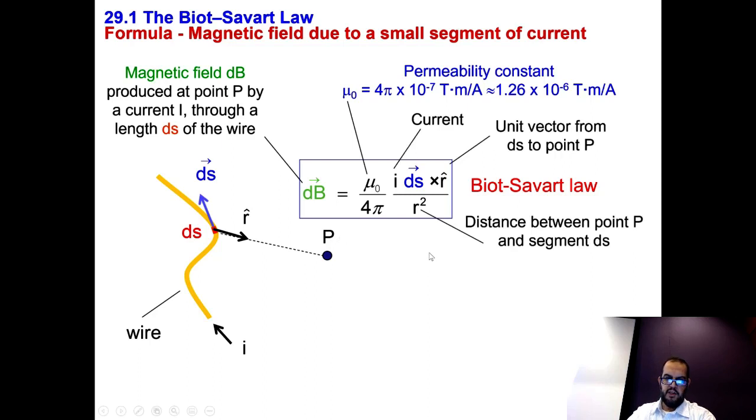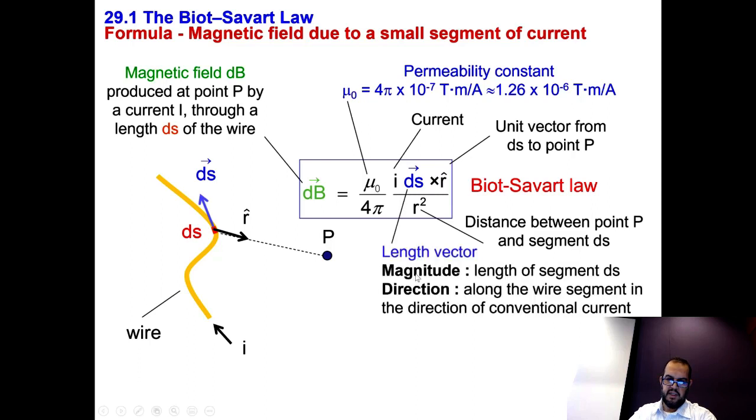Okay, I is the current flowing through the wire, r hat is the unit vector from ds to the point of measurement, and r is the distance between the point P and the segment ds. ds is a length vector. The magnitude is the length of the segment, and the direction is the direction of the current. It's like we had before.